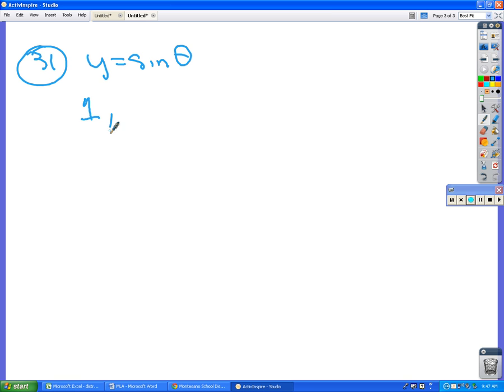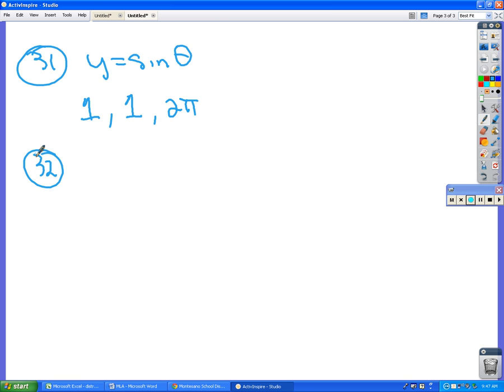What's the amplitude of this? 1. What's the period? 2 pi. Okay? Because it completes 1 cycle between 0 and 2 pi.